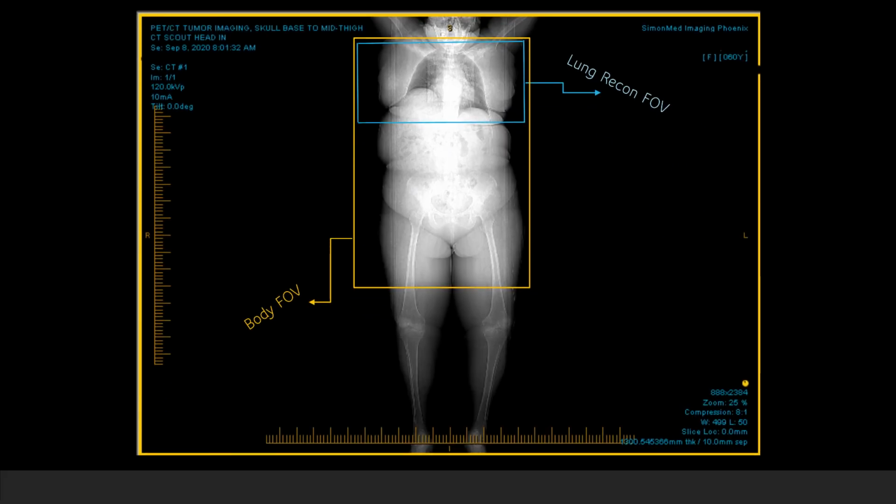Here's the same SCOUT image, and I manually drew in where I wanted the beds to be for the CT and PET images. So this yellow one is the body field of view. So we're doing an eye to thigh image. In real life, I probably would have dragged up this yellow square a little bit higher, but the yellow-orange box is the body field of view, and this blue box around her lungs is the lung recon field of view.